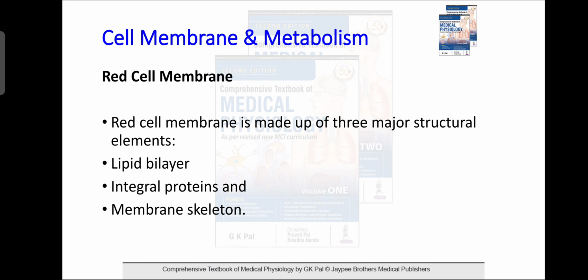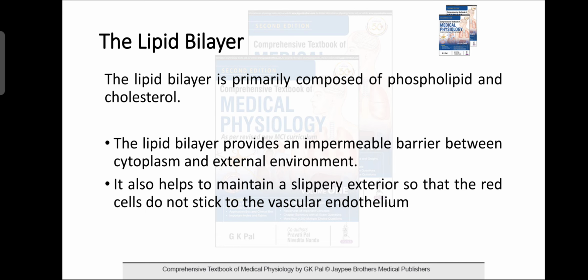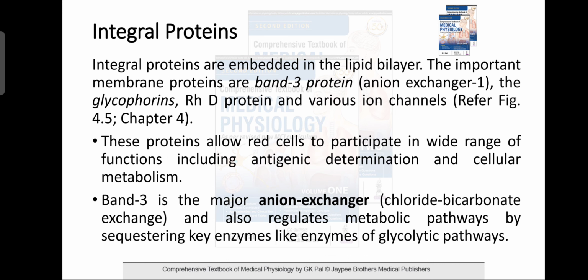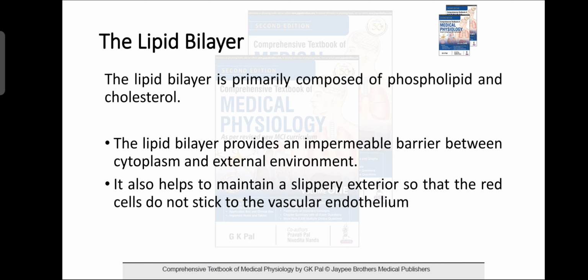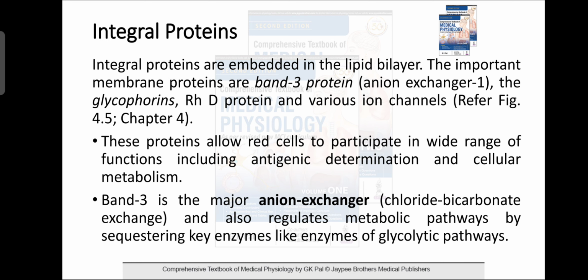The RBC membrane is made up of three structural elements: the lipid bilayer, integral proteins and the membrane skeleton. The lipid bilayer is primarily composed of phospholipid and cholesterol. It provides an impermeable membrane barrier between the cytoplasm and the external environment. It also helps maintain a slippery exterior so that RBCs do not stick to the vascular endothelium. So we talked about the lipid bilayer, then we talk about the integral proteins.